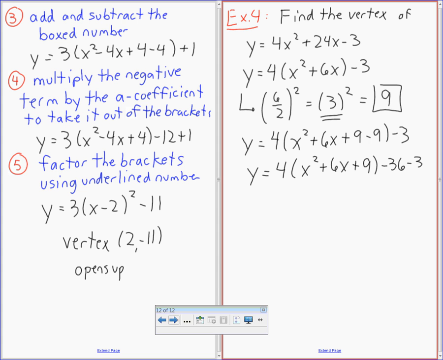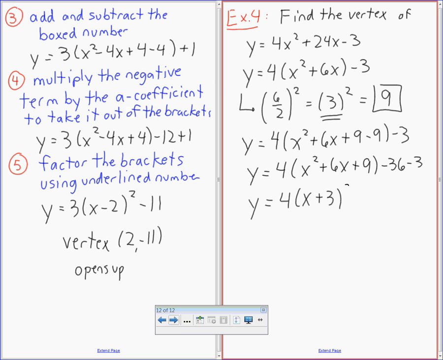Okay, Nicole, it's factoring time. How are we going to easily factor that bracket? Oh no, somebody help her. How are we going to easily factor that bracket? Go ahead. Good. So that's just a 3, so it's just going to be x plus 3.